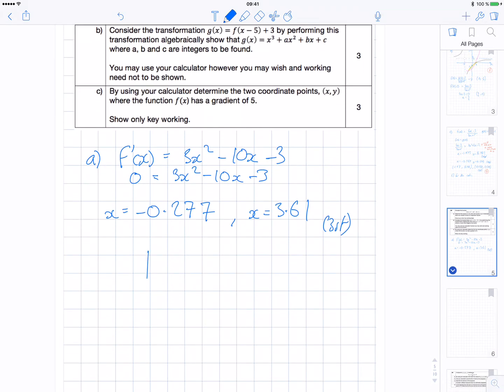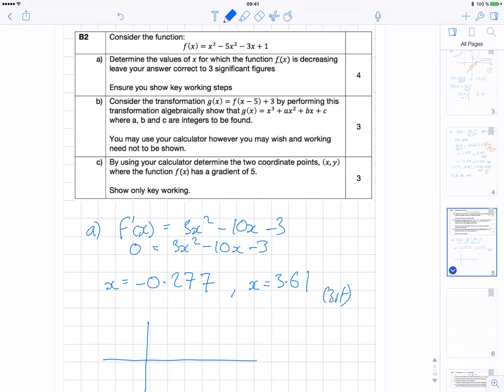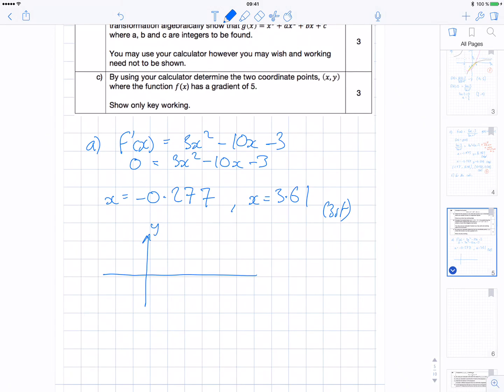Now, when I sketch, I'm going to put it into the calculator so I get it exactly what I want it to be. Minus 5x squared, just type it into the calculator. It looks something like this. Something like that. Obviously this is at 3.61 and this is at minus 0.277.